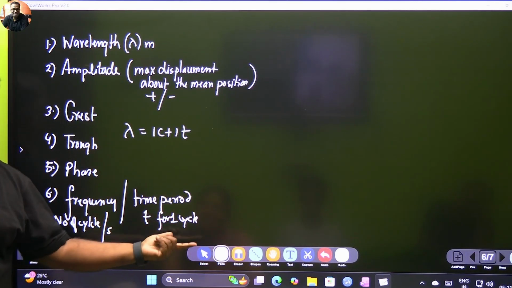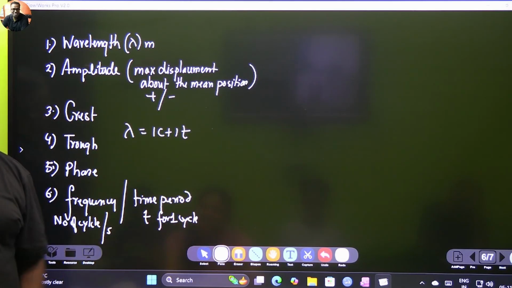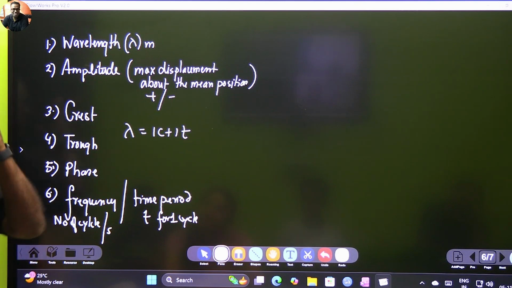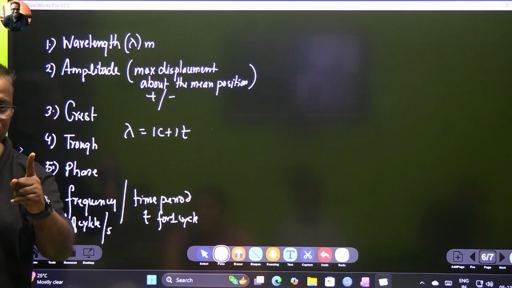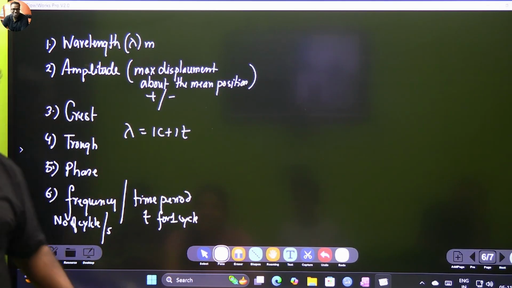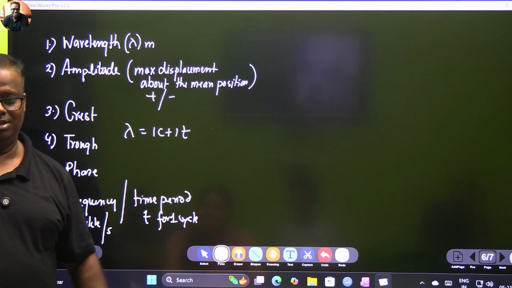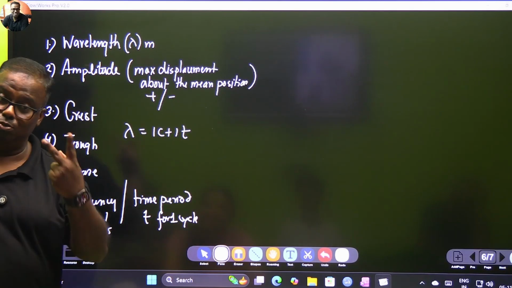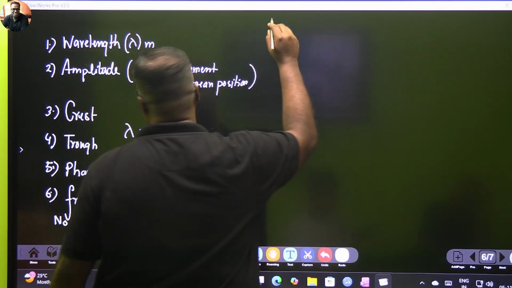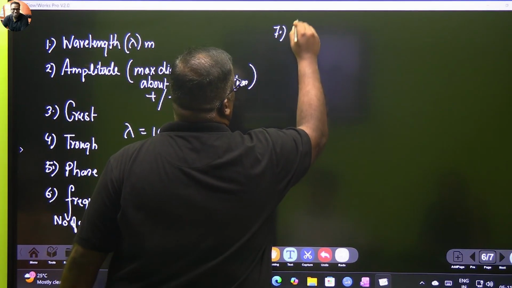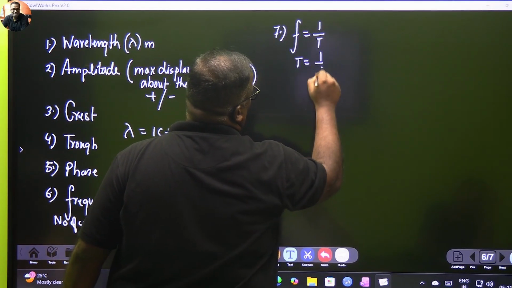1 mango for 1 rupee. 1 mango costs 2 rupees. That means in 1 rupee I will get half mango. Frequency is half. 1 mango costs 50 paisa, so in 1 rupee I will get 2 mangoes. Frequency is 2 hertz. Did you understand? From here another relation comes: frequency is equal to 1 upon time period, and also time period is 1 upon frequency.